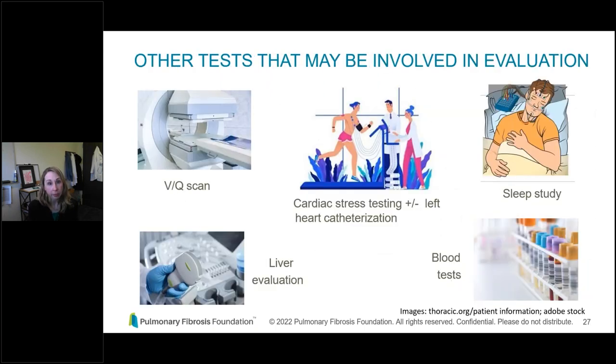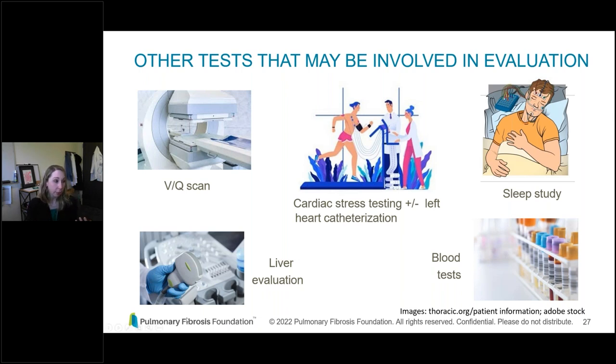Other tests that might be involved in evaluation after we make a diagnosis of pulmonary hypertension. There's something called a VQ scan, which is a study in radiology that looks for chronic blood clots blocking the vessels of the lungs and increasing pressure. Sometimes you'll need to have your left heart checked out with a stress test or what's called a left heart catheterization, where they go through on the arterial side with a catheter and look at the vessels feeding the heart itself. Sleep study: sleep apnea is common and is more frequent among patients with certain types of pulmonary fibrosis. Untreated sleep apnea is associated with pulmonary hypertension, so you may need a sleep study to evaluate for that.